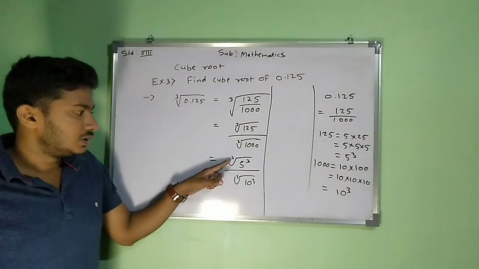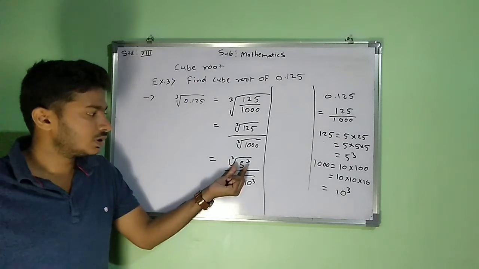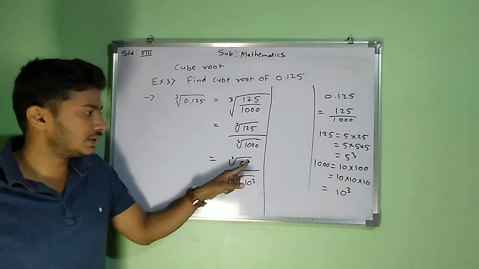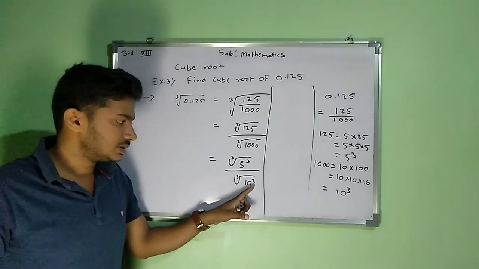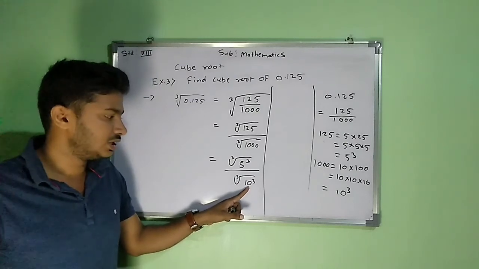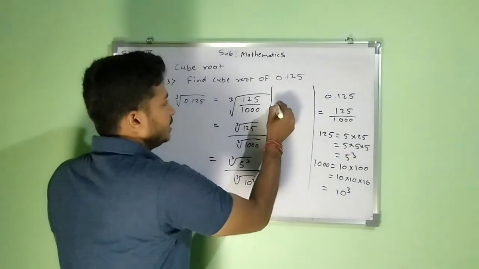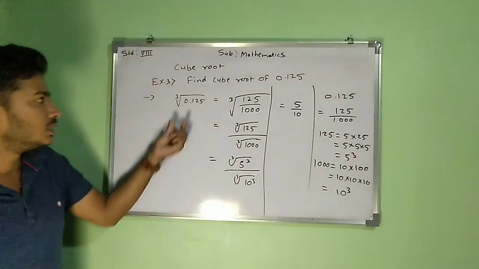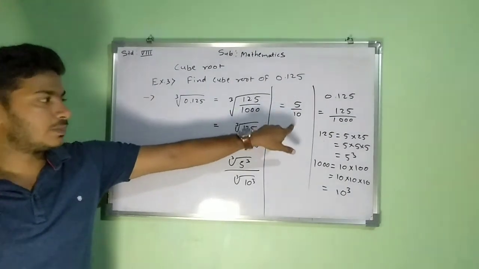Now look here, that is the cube sign and this is the cube root sign. The cube and the cube root both are applying on one number, which is 5, so both signs will be cancelled. Similarly in the denominator, as these are opposite signs applying on the same number, 10, they will cancel each other. So after cancelling, we will get 5 upon 10.